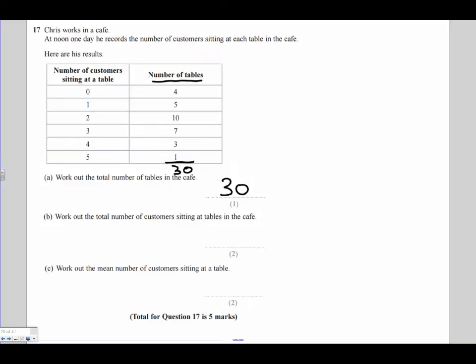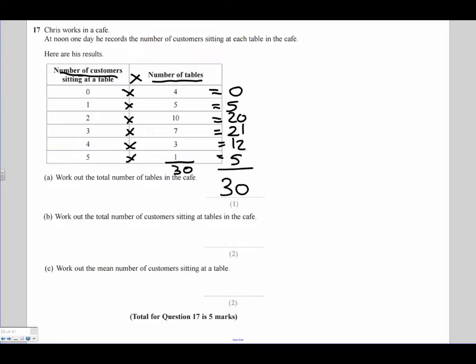Work out the total number of customers sitting at the tables in the cafe. Well, in order to do this, we have to multiply the number of customers sitting at the table by the number of tables. So there are no customers at 4 tables, which means there are no customers. There's one customer sitting at 5 tables, so there are 5 customers. There are 2 customers sitting on 10 tables, so that's 20 customers. 3 customers at 7 tables is 21. 4 customers at 3 tables is another 12. And then there are 5 customers sitting on one particular table, and that's another 5.